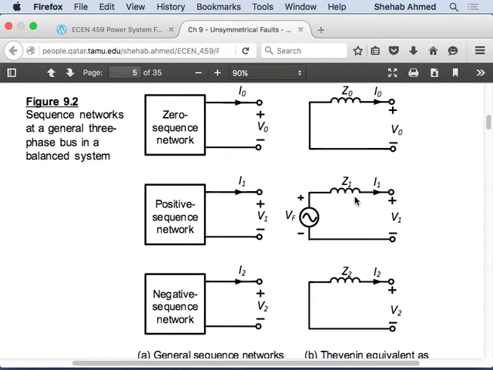The Thevenin impedance that we have. And same thing with the negative sequence. There's no voltage source, there will be a Thevenin impedance. So I will always end up with a Thevenin equivalent circuit for the system between the two nodes where the fault is happening, right?